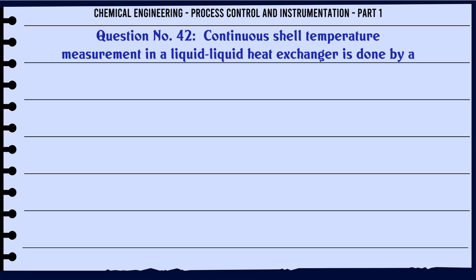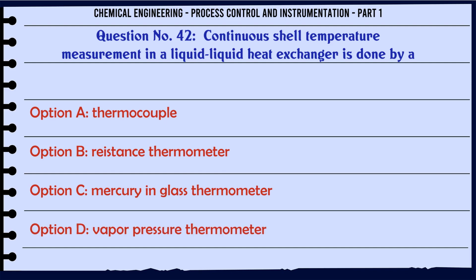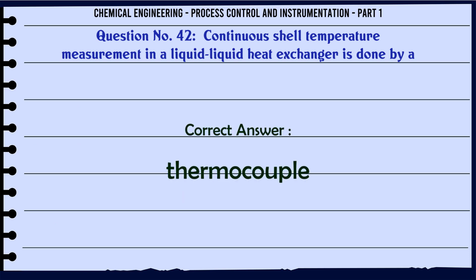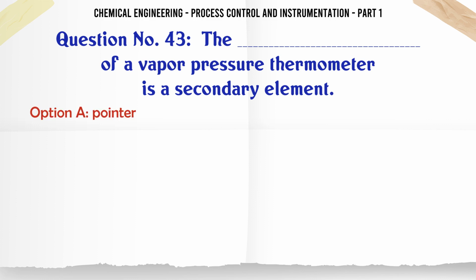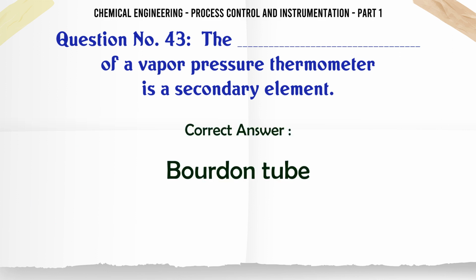Continuous shell temperature measurement in a liquid-liquid heat exchanger is done by A. thermocouple, B. resistance thermometer, C. mercury in glass thermometer, D. vapor pressure thermometer. The correct answer is thermocouple. The _____ of a vapor pressure thermometer is a secondary element. A. Pointer, B. Bourdon tube, C. Bulb, D. None of these. The correct answer is Bourdon tube.